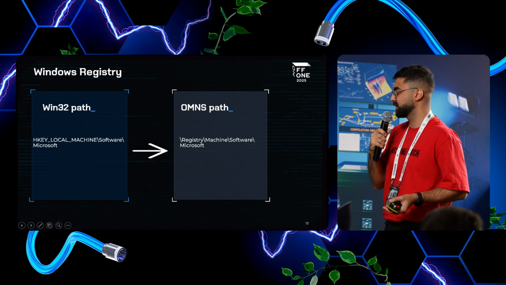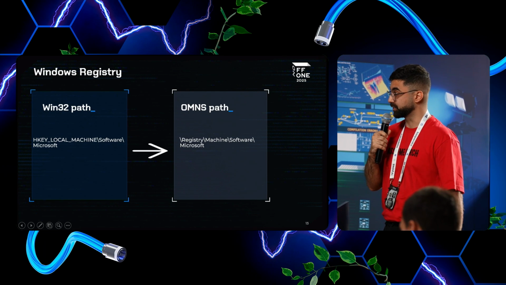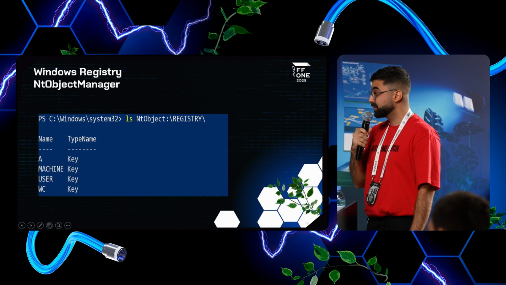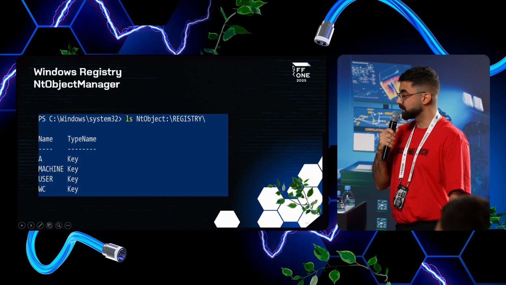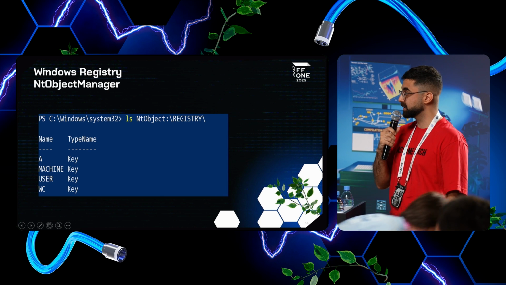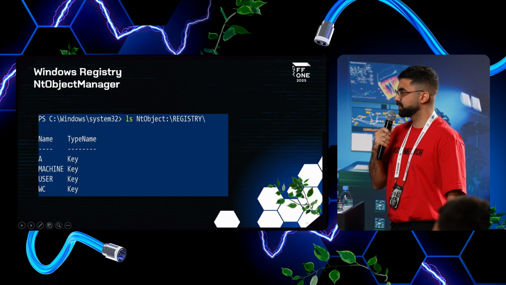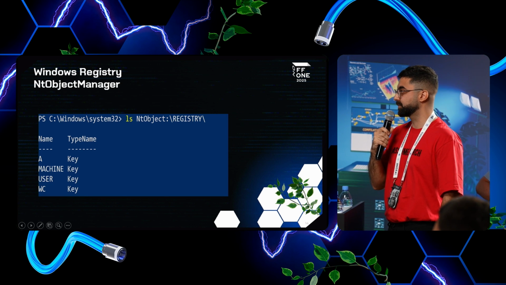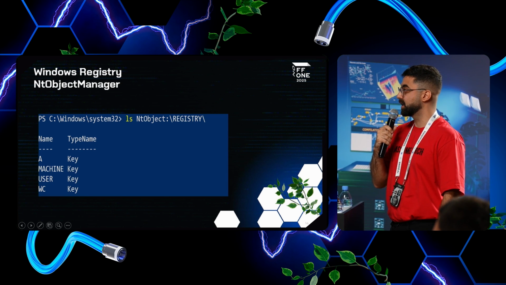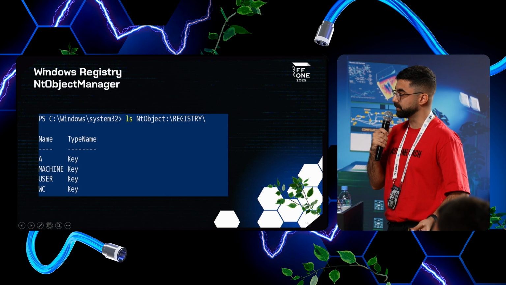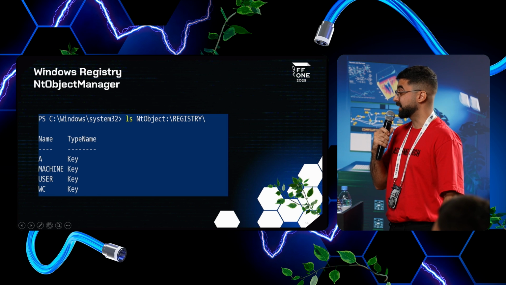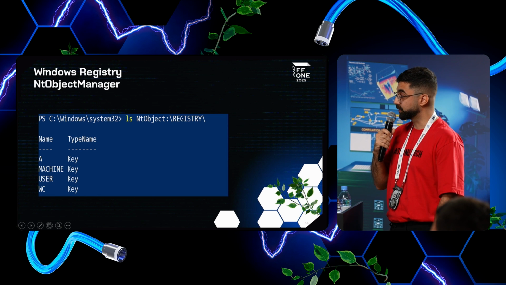And after that, actually, the keys have the same structure. Now here, if you want to inspect this namespace under the registry, you can use NT Object Manager in PowerShell. You can list the subkeys inside the registry, and you will find Machine, User, and WC, as we saw. And just one note, as I said, registry is not a directory; it's a subkey.